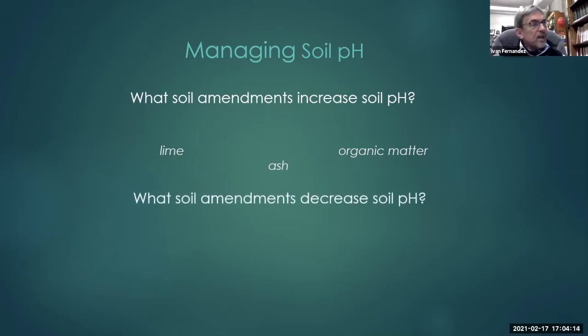On the flip side, what do we use to reduce soil pH? Sulfur is kind of one of the classics that I usually point to blueberries as one of the crop cultures that utilize that. And organic matter, but not the same quality organic matter, a different kind of organic matter with lower base cations can also be used to reduce the pH of the soil.